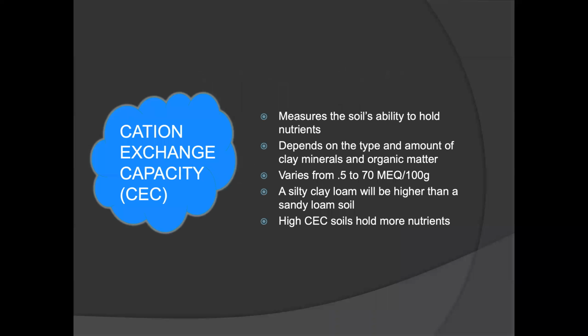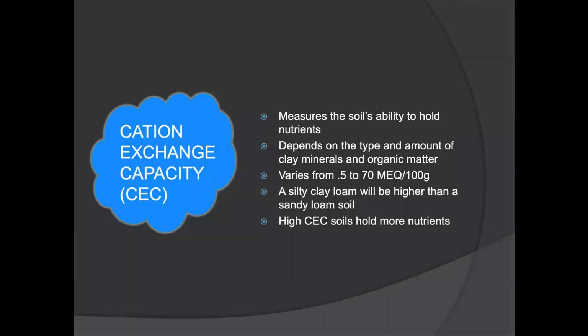So cation exchange capacity measures the soil's ability to hold nutrients. And it varies. I've seen CEC soils down to 0.5, and I've seen them all the way up to 70. A 70 would be great to make blocks out of. You cut the clay out and you can create a nice building out of the 70 CEC soil, because it's almost pure clay. So you're going to have a nice building block.